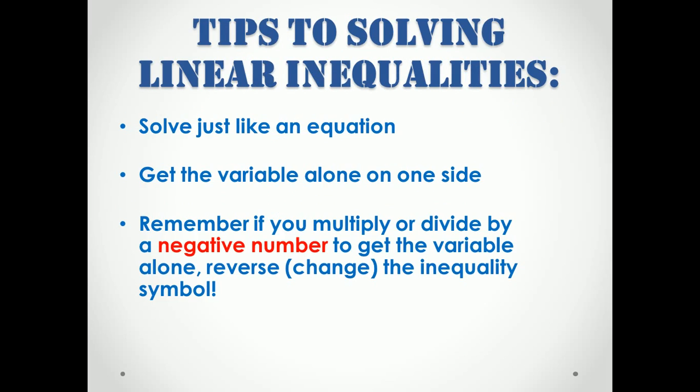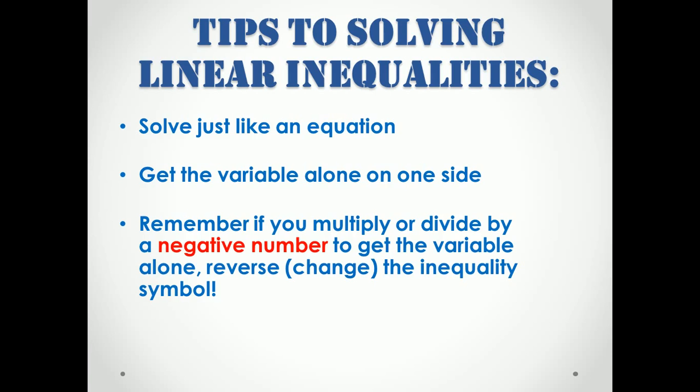Alright, so some tips for solving linear inequalities. Just remember that we solve inequalities just as we would have solved an equation. So the aim is to get the variable alone on one side and the constant on the other side, and then you try to isolate the variable by either dividing or multiplying by a number. Now the major difference in solving inequalities is that if you find that you have to multiply or divide by a negative number to get the variable alone, then we are going to be changing the inequality symbol. Meaning if it was greater than before, you change it to a less than.